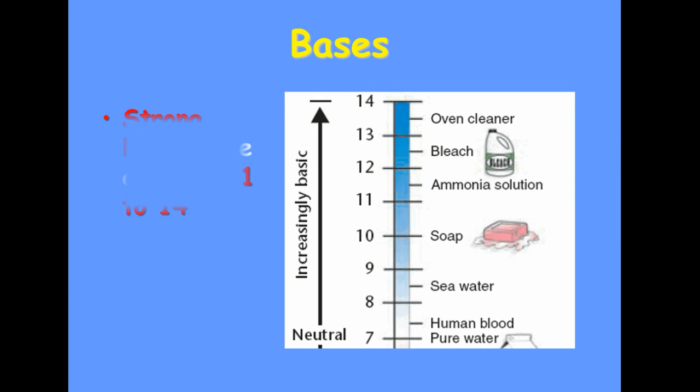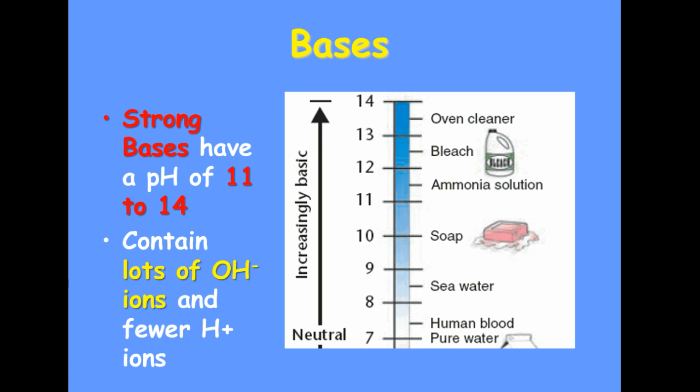All right, the opposite of being an acid is a base. A strong base would have a pH of 11 to 14. And instead of containing a lot of hydrogen ions, they contain a lot of hydroxide ions and very few hydrogen ions. If you look at the scale on the screen, something that would be considered a strong base is ammonia. Soap is a weak base. Bleach is also a strong base, and oven cleaner.